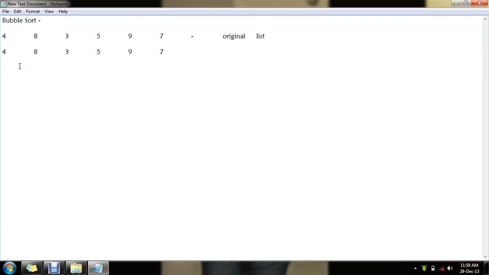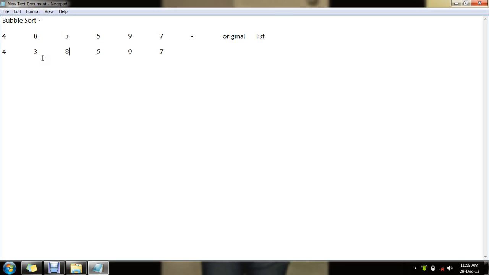So how does bubble sort work? It starts with the first number, that is 4. It compares with 8. As 8 is bigger than 4, it doesn't swap, it stays as it is. Now 8 is compared with 3. Now as 8 is bigger than 3, 8 gets replaced with 3 and 3 gets replaced with 8.